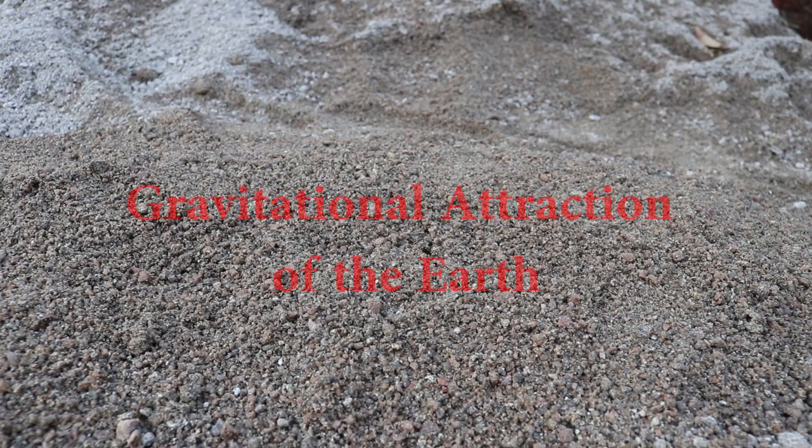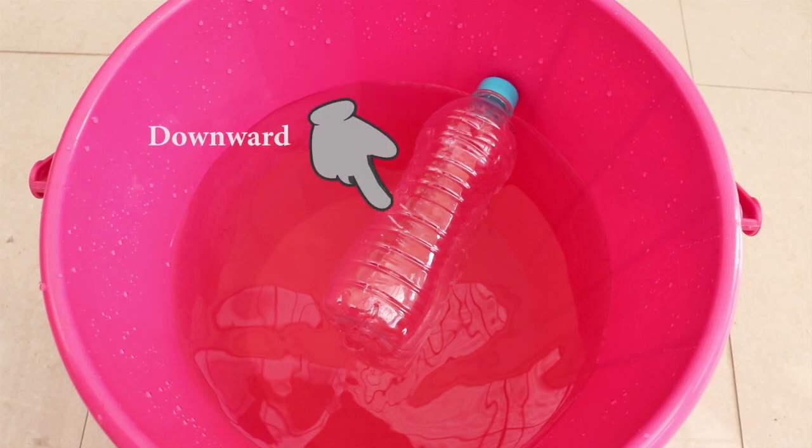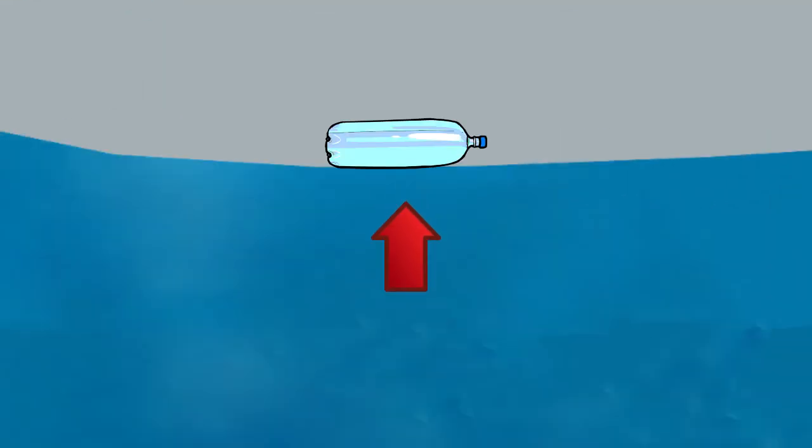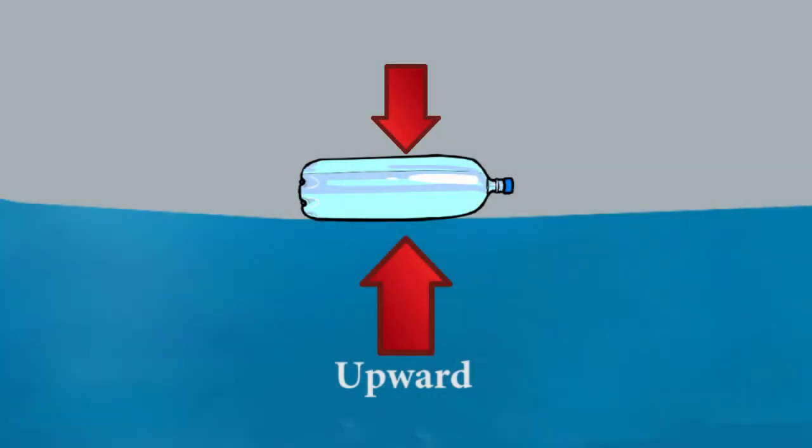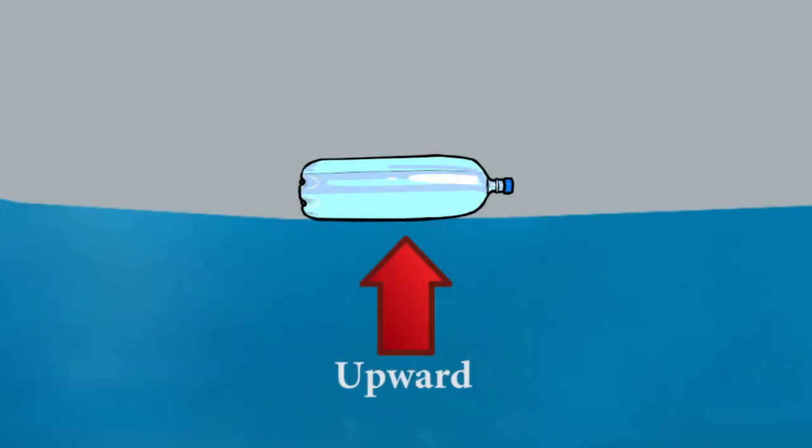The force due to the gravitational attraction of the earth acts on the bottle in a downward direction, but the water exerts an upward force on the bottle. We know that the weight of an object is the force due to the gravitational attraction of the earth, and in this case, the upward force exerted by the water on the bottle is greater than its weight, so it rises up when released. This upward force exerted by the water on the bottle is called buoyant force.